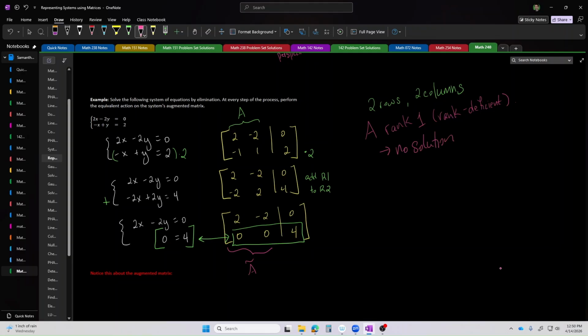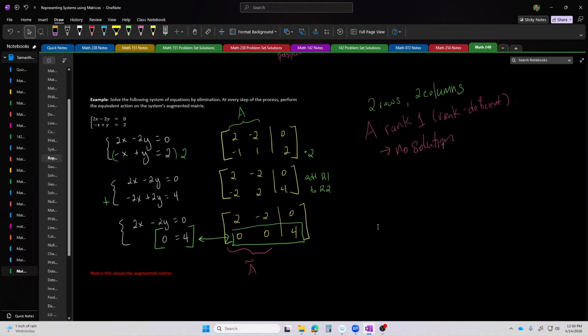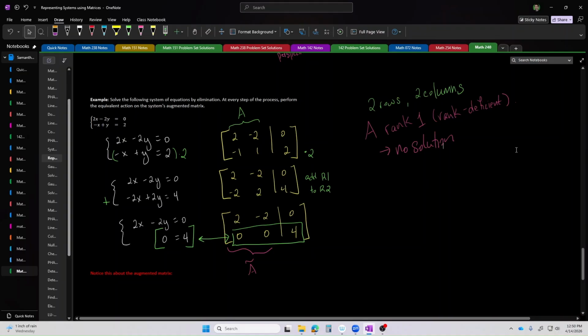So that's one possibility that can arise when you're working with a rank deficient matrix. When you're working with a rank deficient matrix and you're trying to solve a system of equations where that rank deficient matrix is the coefficient matrix for your system, there is a possibility that when you solve the system, there's actually no solution at all. So that's one possibility in the rank deficient case.